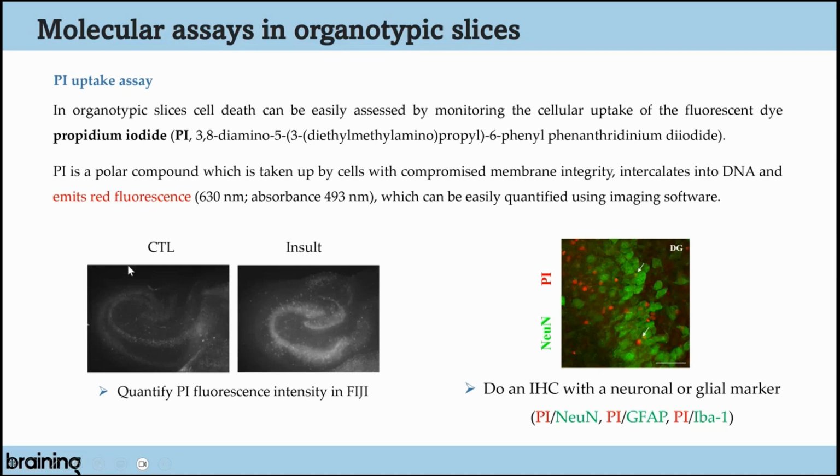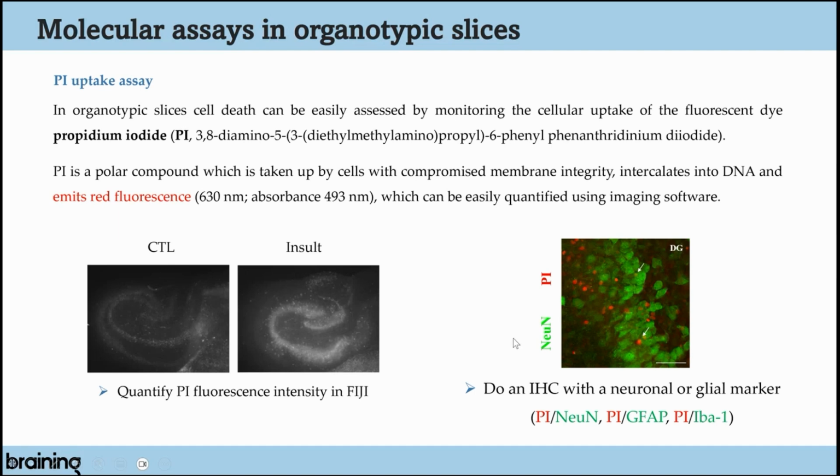And I've put here an example. Imagine you have here a control slice, and in this case, it is a hippocampal organotypic slice. And you can see the areas of the hippocampus. You have here the DG, you have here the CA3 area and the CA1. And upon an insult, it doesn't really matter what it was, let's imagine an excitotoxin insult that caused cell death, you can see that PI fluorescence increased. And we can quantify both images, and we can indeed assess the increase that this particular insult did to the organotypic slice.